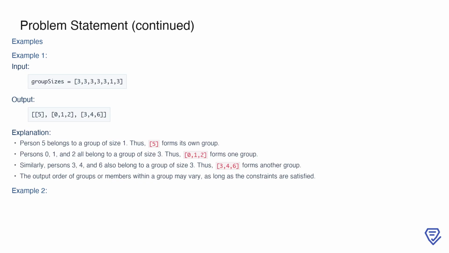Notice that while the groups are ordered this way in the output, the order of groups or members within each group can vary as long as the constraints are satisfied. This flexibility allows multiple valid solutions.